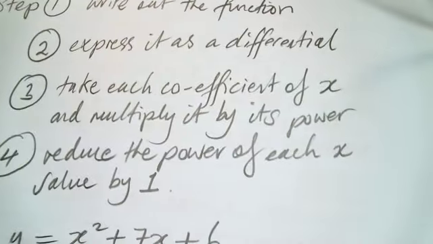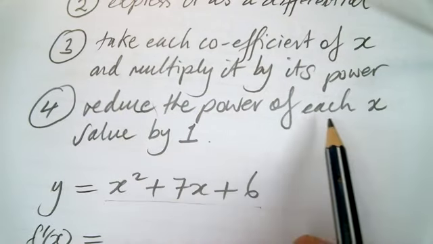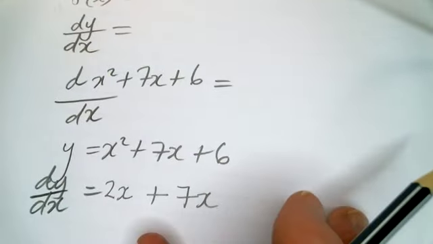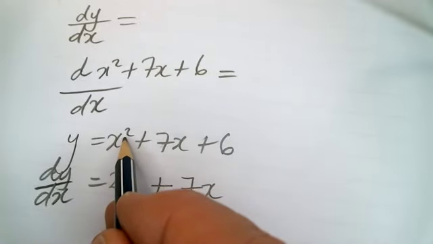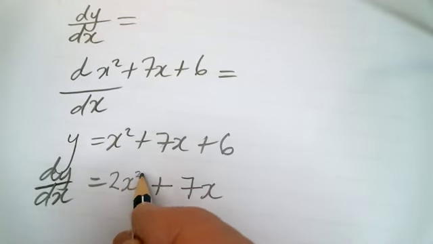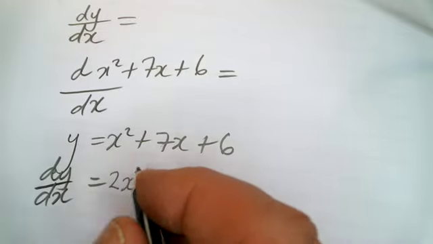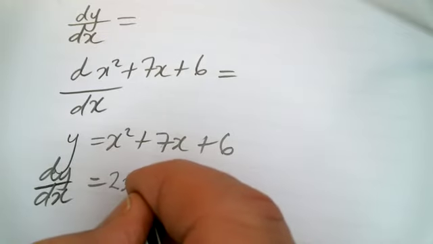Now I'm going to go to this next step, which is reduce the power of each x value by 1. And so here, the value was 2, but I'm going to reduce it by 1. So 2 minus 1 is 1. So it's 2x to the power of 1. But we don't write 1. It's just 2x, so I can get rid of that.